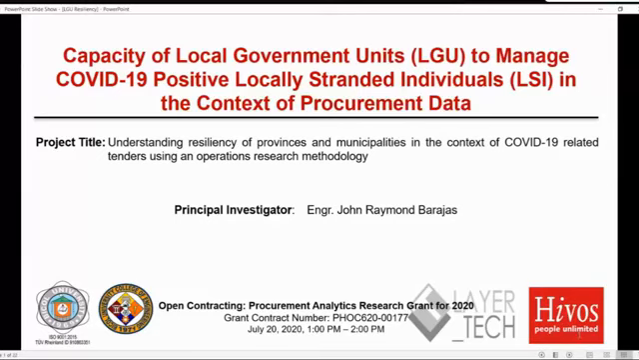Our research is under the project title, Understanding Resiliency of Provinces and Municipalities in the Context of COVID-19 related tenders using an operations research methodology. The main component of this is that we assess the capacity of local government units to manage COVID-19 positive locally stranded individuals in the context of procurement data.